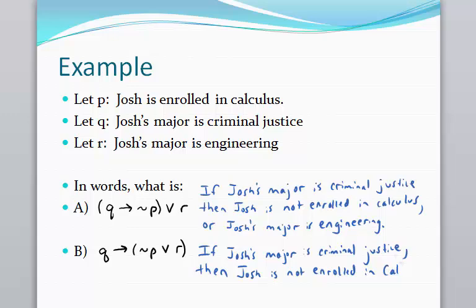All right, so Josh is not enrolled in calculus. We have the symbol for or, and then we have R. So R is Josh's major is engineering. So our final answer is, if Josh's major is criminal justice, then Josh is not enrolled in calculus, or Josh's major is engineering. And this statement is a conditional because of the arrow and the arrow's placement outside of the parenthesis.